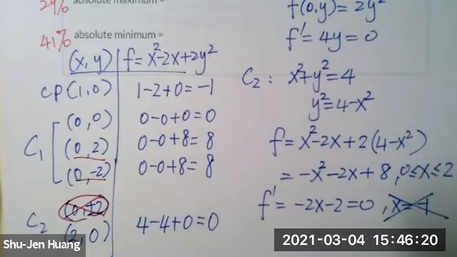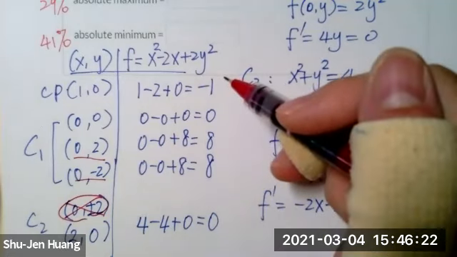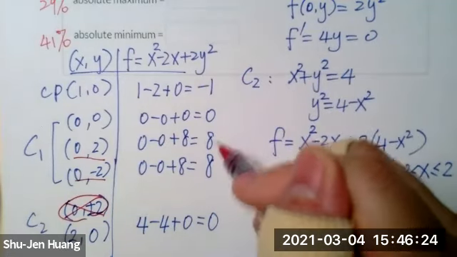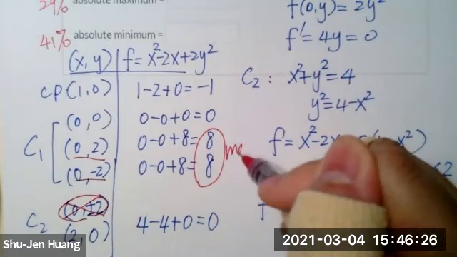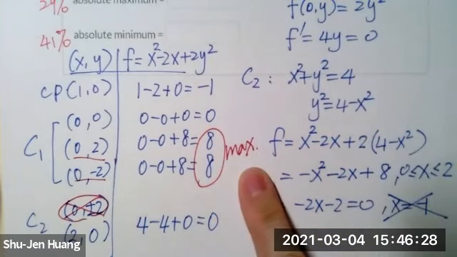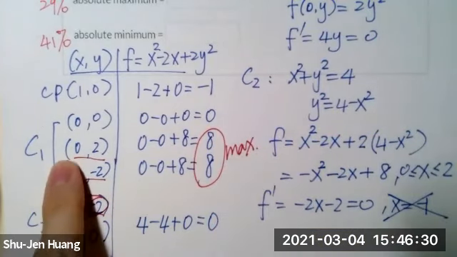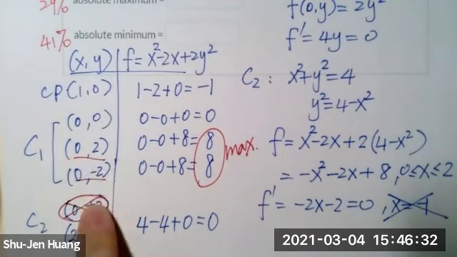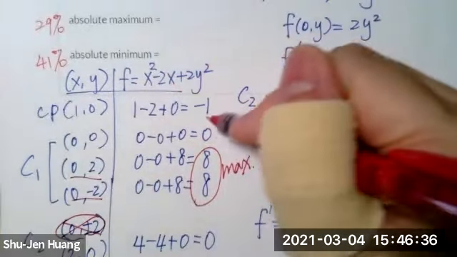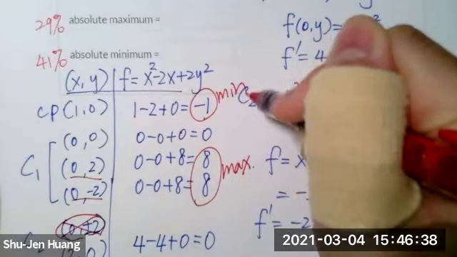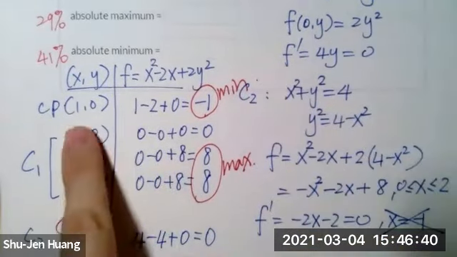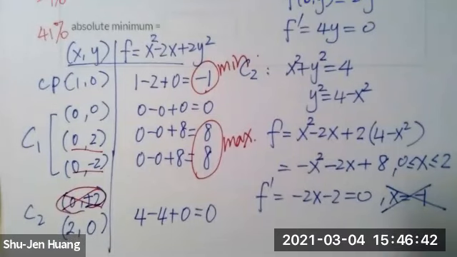So you can see that the largest number is the max. So this is the max. The maximum occurs at the point x equals 0, y equals plus minus 2. And the minimum is at the critical point. This is the min. The minimum is at the critical point 1 comma 0. Is that good? So now we have finished the review. This is the last question.